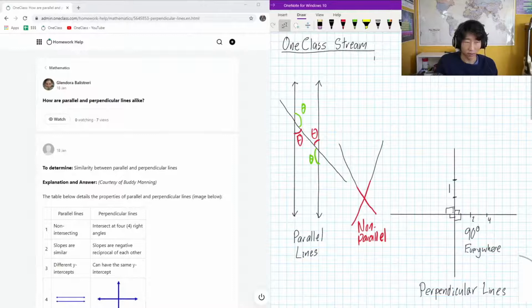So we see here we got 4 right angles for perpendicular lines when they intersect. Parallel lines will never intersect. That's the fundamental definition of parallel lines. The slopes, that's another factor that we need to consider, is that the slopes are the same for parallel lines.